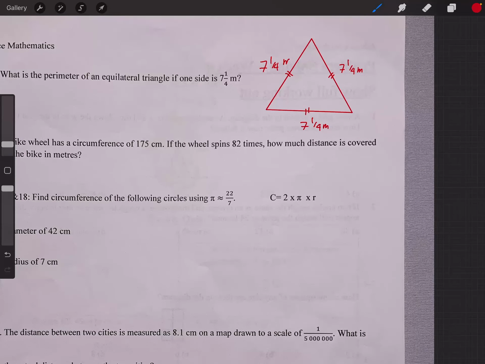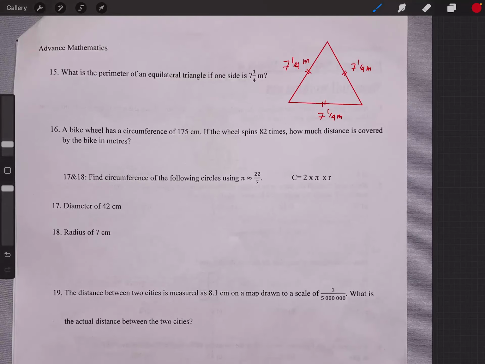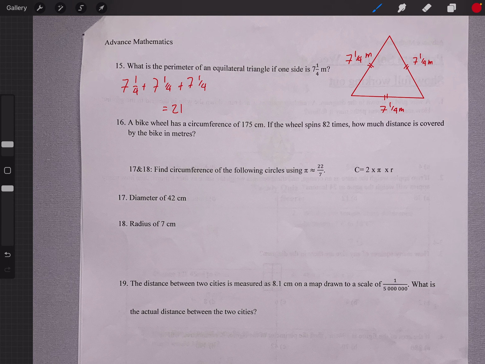So, what is the perimeter? Just add them all up. 7 1/4 plus 7 1/4 plus 7 1/4. 7 plus 7 plus 7 equals 21. 1/4 plus 1/4 plus 1/4 is 3/4. Done.